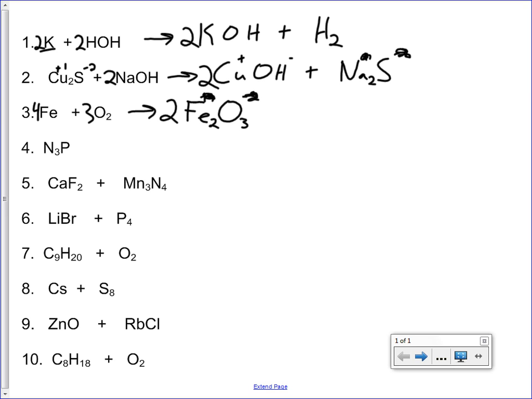All right, number 4 starts out with just a compound, which means it's what kind of reaction? Decomposition. What do we always have to watch for in decomposition reactions? Special elements. Both of these are special. Okay, nitrogen always comes as a pair. Phosphorus always comes as a set of 4.